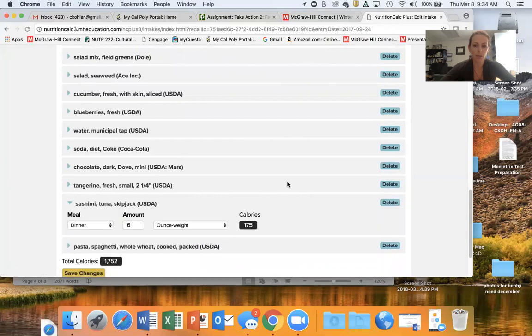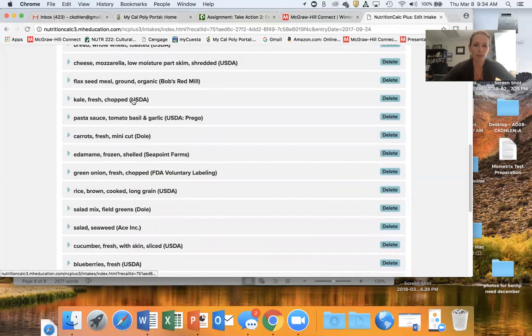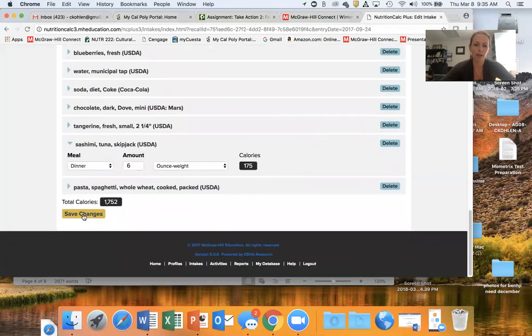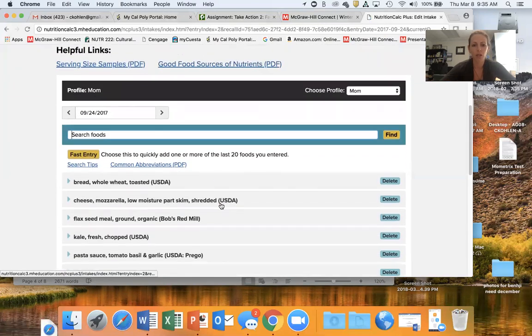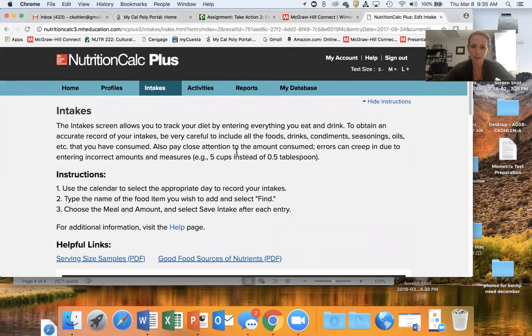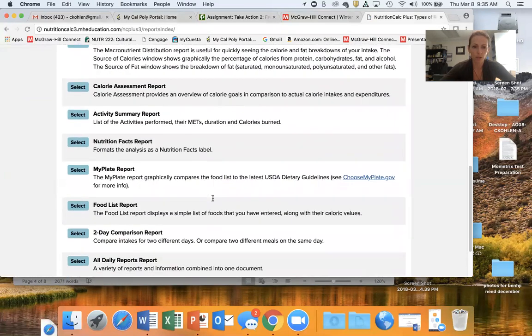So what you can do is either go into one of these and delete it and add a new one. You can go into one of these, such as the kale, and change the amount. And then after you do that, you're going to hit Save Changes. I didn't actually make changes right now because I've previously done them, but you're going to make changes on each of your 3 days to areas that you identified. Then you're going to go back to Reports and scroll to the bottom.